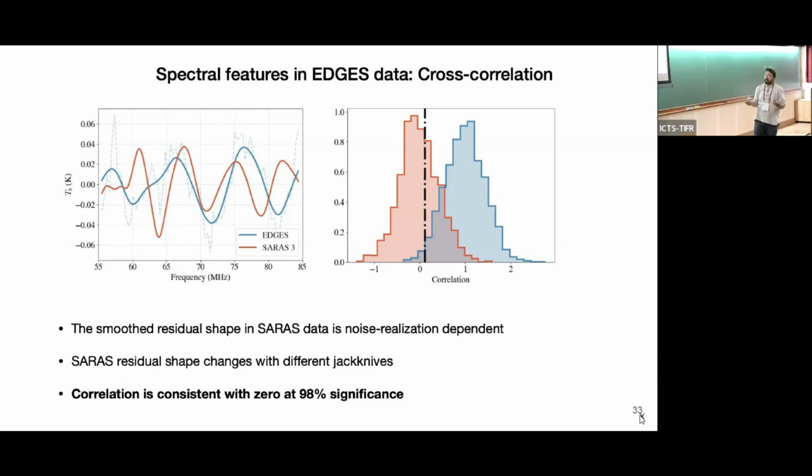And again, what we find is zero correlation between them. And using Monte Carlo, we could see that the lack of correlation itself was at a significance of 98%, which essentially meant that not just the flat profile, but whatever was causing that spectral distortion in EDGES was not here in SARAS data with the same set of analysis choices.